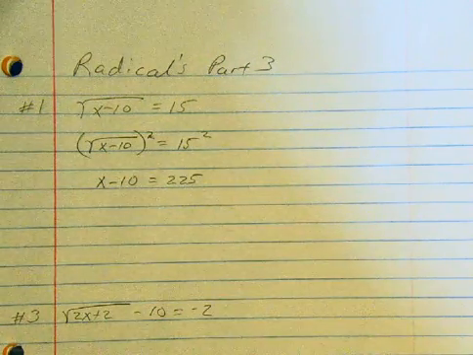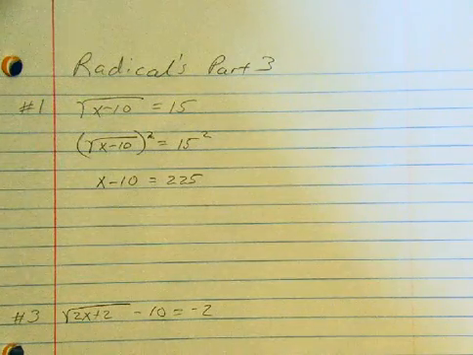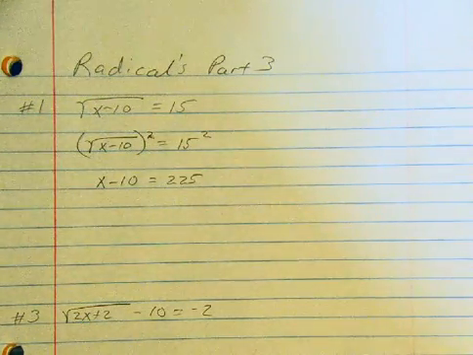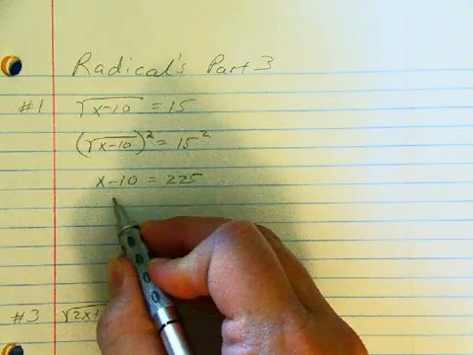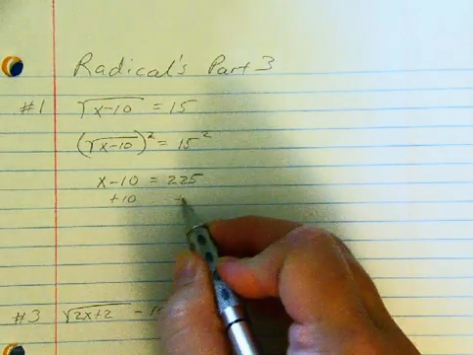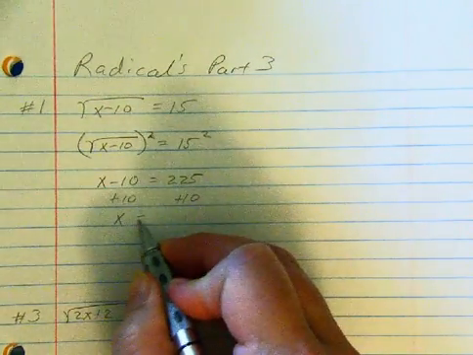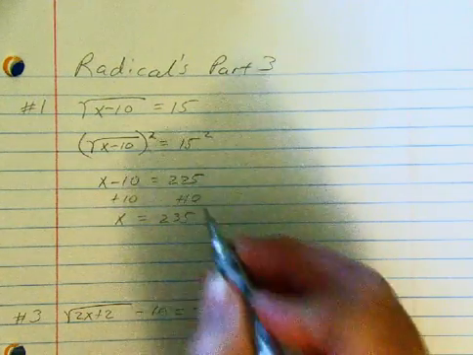So then from there, we're just solving it like any other multi-step equation that you would have had in Algebra 1. So we have a 10 here, subtracting, so we're going to add 10 to both sides. So we get x equals 235.